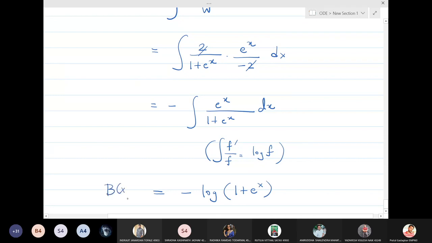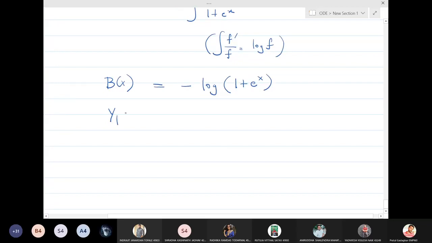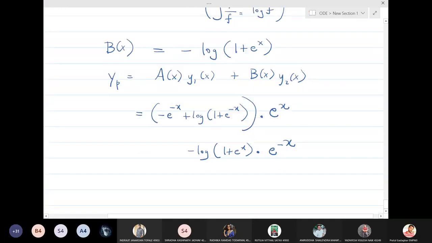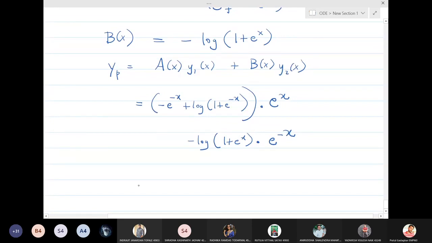So this becomes your bx, and therefore your yp becomes ax y1x plus bx y2x. What was ax? Ax was minus e raised to minus x plus log of 1 plus e raised to minus x, into y1, which is e raised to x, plus bx, which is minus log of 1 plus e raised to x, into y2, which was e raised to minus x. I hope I'm right. Correct. This is yp, which can be simplified, because this into this will become 1. Therefore your general solution is y equal to yc plus yp.